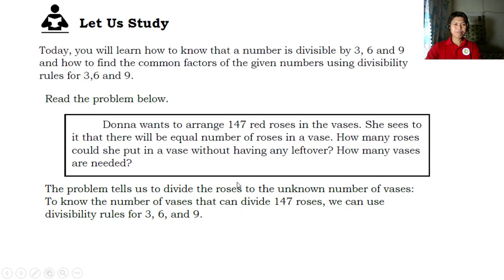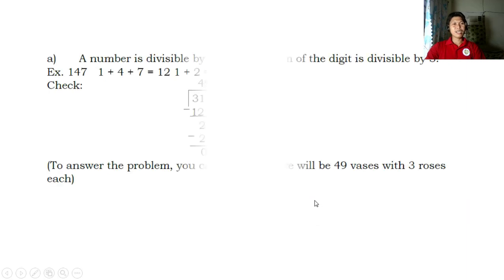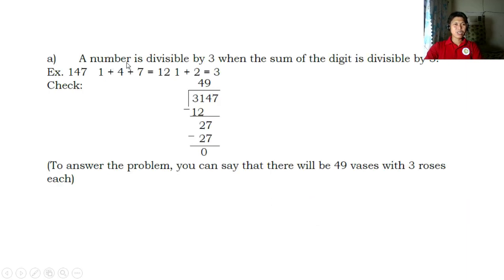So, dapat, ang sagot niyan, dapat divide niya into 3 groups. So, 147 divided by 3. Ganon. Okay, so, letter A, ito yung solution. A number is divisible by 3 when the sum, yan, sinabi ko na kanina. Yan. So, 12. Yan, kinontinue pa niya. 1 plus 2 is equal to 3. Ayan na. So, 49. So, to answer the problem, you can say that there will be 49 vases with 3 roses in each. Walang leftover na yan. Kasi 49 times 3 is 147.